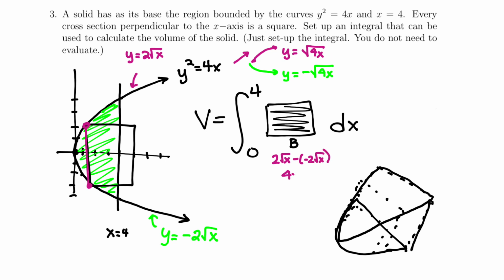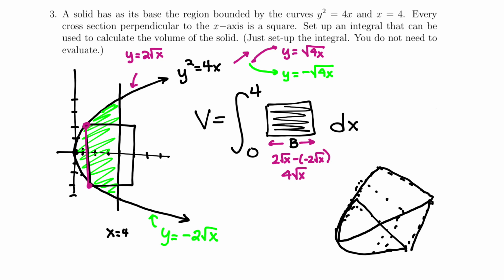Putting that all together, did you get that your base across the bottom is 4 square roots of x? Is that what you guys got? The distance all the way from here to here is 2 square root of x minus another negative 2 square root of x, right? Top minus bottom. That gives us a total of 4 square roots of x. That's the base of this thing.